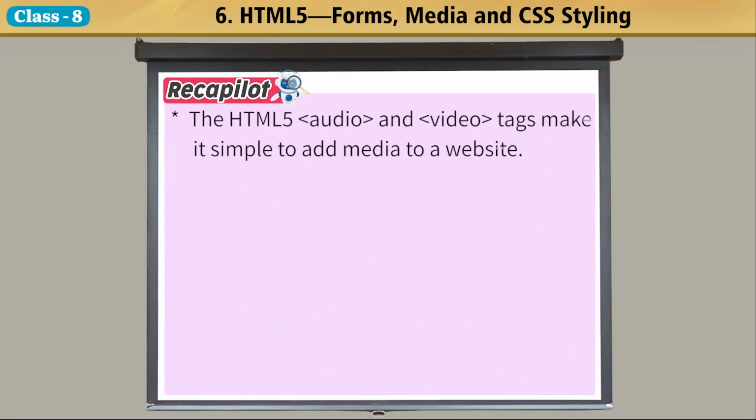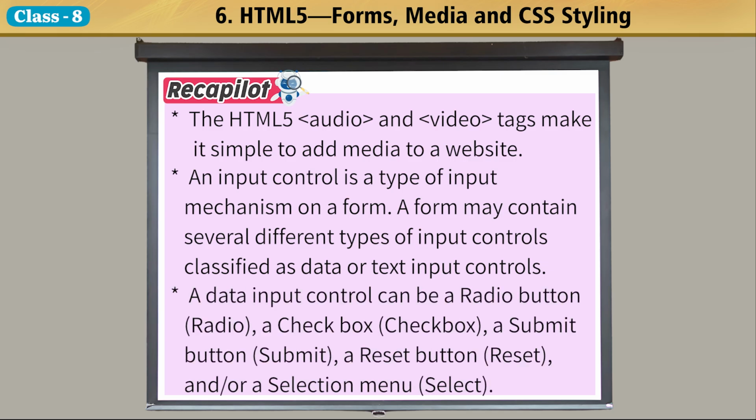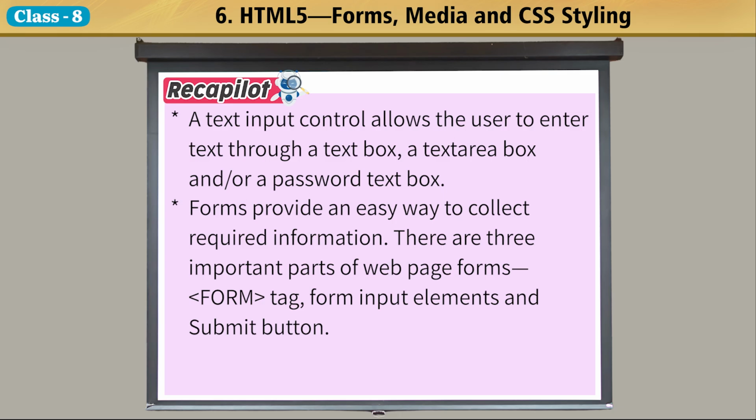Recapitulate. The HTML5 audio and video tags make it simple to add media to a website. An input control is a type of input mechanism on a form. A form may contain several different types of input controls classified as data or text input controls. A data input control can be a radio button, a checkbox, a submit button, a reset button, and/or a selection menu. A text input control allows the user to enter text through a text box, a text area box, and/or a password text box.